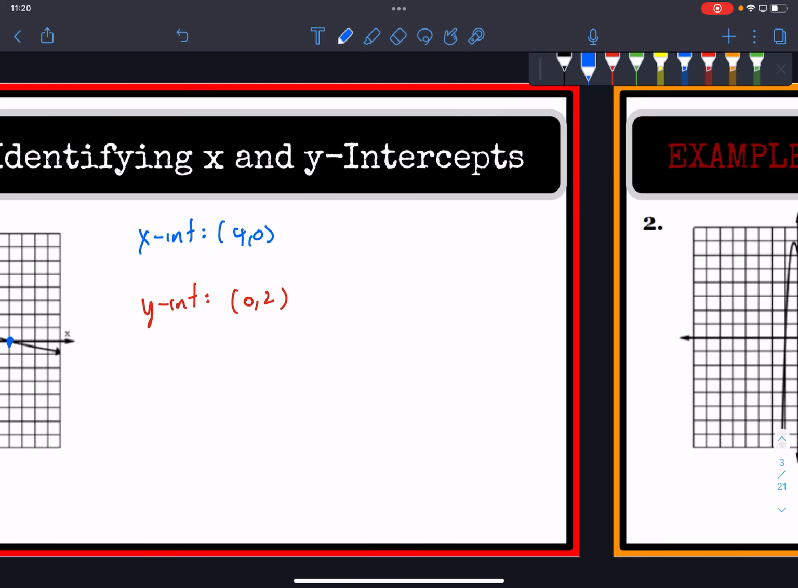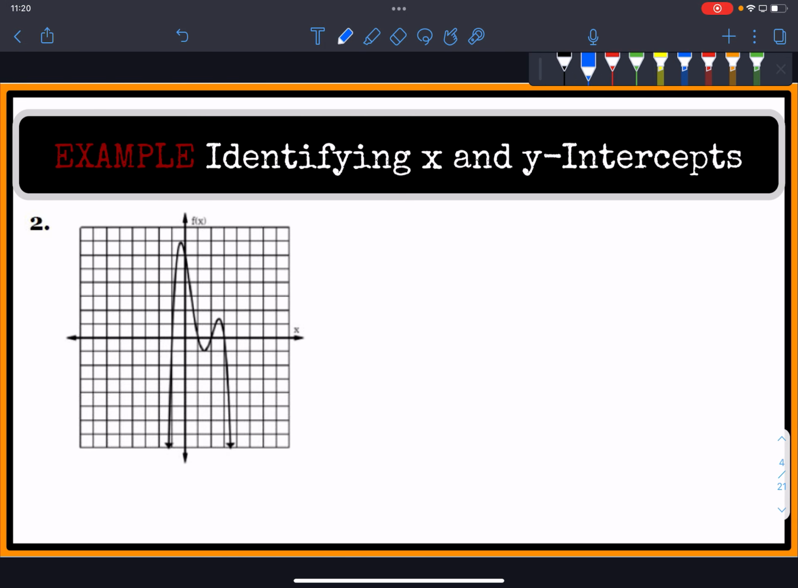Now, not every graph has both an x and y intercept, or has only one x intercept. Like in the example right here, this graph has 1, 2, 3, 4 x intercepts. So our x intercepts are at -1, 0, at 1, 0, at 2, 0, and at 3, 0. So our 4 x intercepts. It does, however, only have one y-intercept.